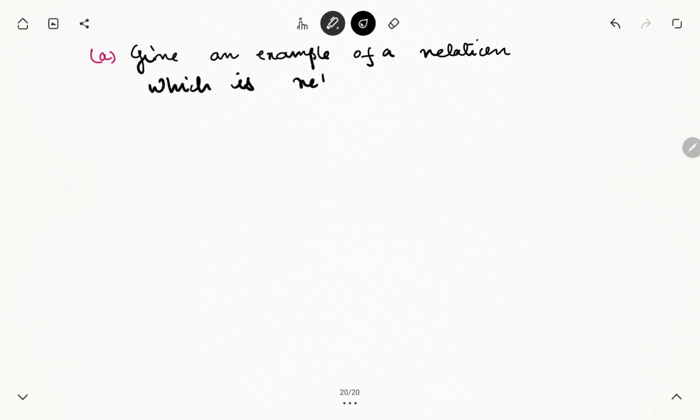a question asked like this: give an example of a relation which is reflexive, symmetric, but not transitive. So you should practice preparing this type of examples.